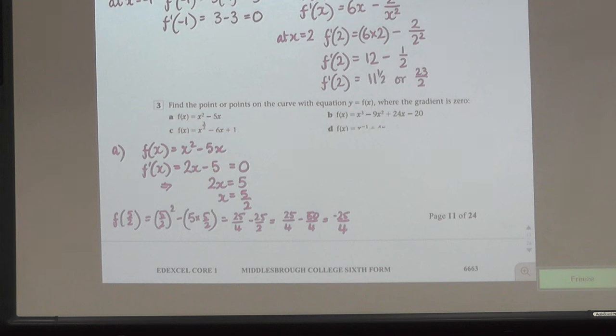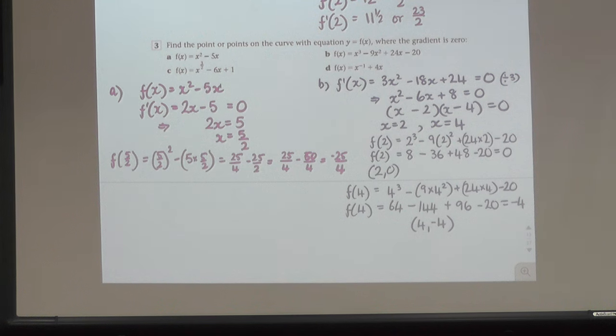B was pretty nasty because you were dealing with quite large numbers. So on part B, if we have a look. If you differentiate, you get this quadratic. We make it equal to zero, which allows us to have an equation which we can divide through by 3. It makes the numbers easier for yourself. So from there, we get x equals 2 and 4. We substitute back into the original equations. And what I forgot to say in part A is that please state the actual coordinates, the x and y coordinates of the two points.